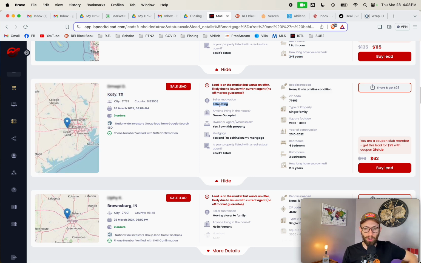This one, they are relocating. They're behind on their mortgage payments. It's owner occupied, and they've only owned it 2 to 5 years. This could make a really good Sub2 deal.